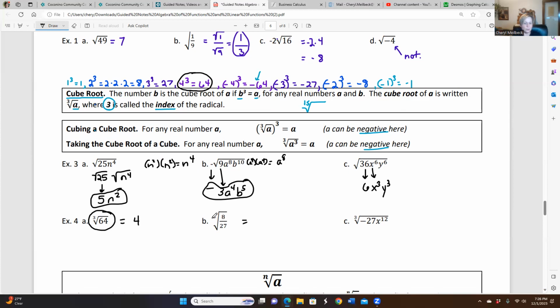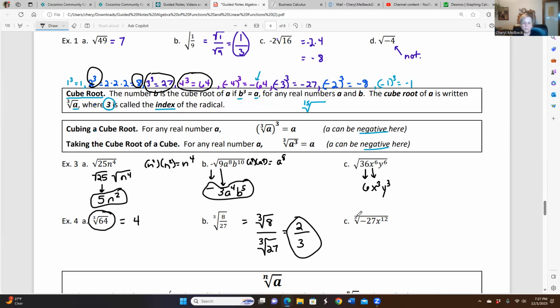Here, if we want the cube root of 8/27, that's the same as the cube root of 8 over the cube root of 27. And using our handy dandy reference here, since 3 cubed is 27, the cube root of 27 is 3. And since 2 cubed is 8, the cube root of 8 is 2. So the cube root of this fraction is simply 2/3. Looking at this one, we want the cube root of negative 27 x to the 12th.